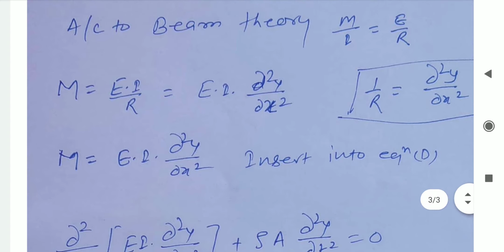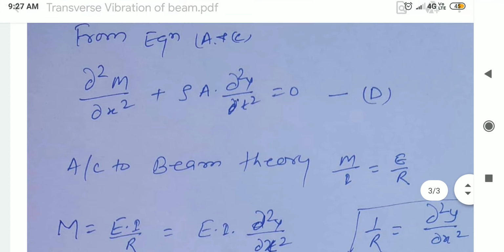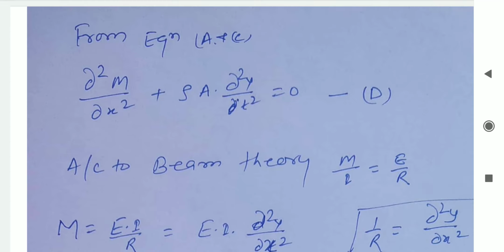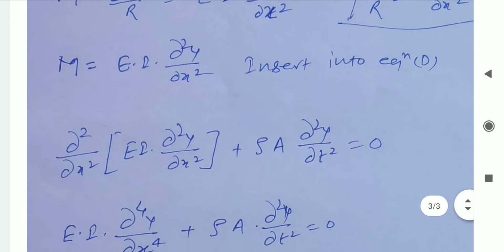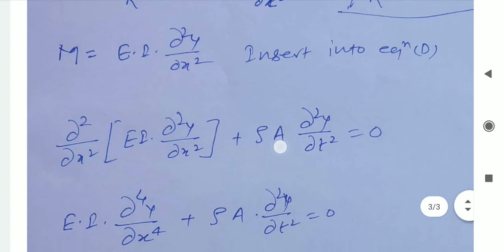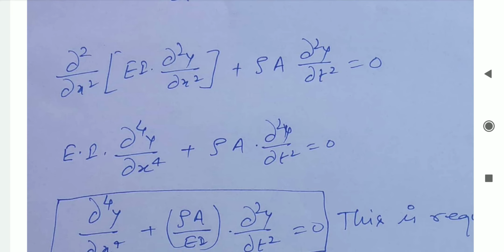And this moment value is inserted into that equation, equation D, that is ∂²M/∂x² plus rho A into ∂²y/∂t². So here insert that M value, M equal to EI ∂²y/∂x². So ∂²/∂x² of EI into ∂²y/∂x² plus rho A into ∂²y/∂t². So rewrite as EI taken common into ∂⁴y/∂x⁴ plus rho A into ∂²y/∂t².